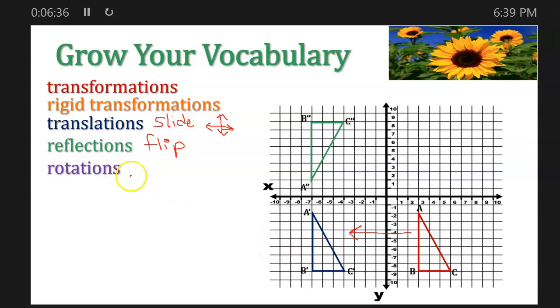Rotations are our third rigid transformation, and a rotation is when we turn a shape. And we can turn it clockwise, which kind of looks like that direction. So I'll put a C here for clockwise. And then counterclockwise is this direction. And I'll put 2 C's here so you'll know that's counterclockwise.